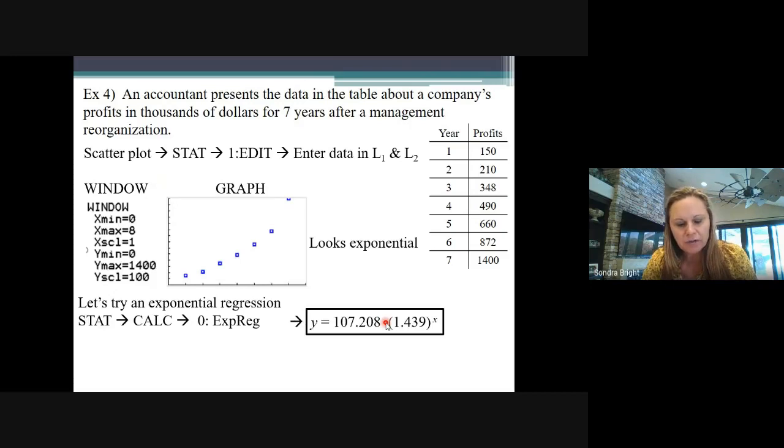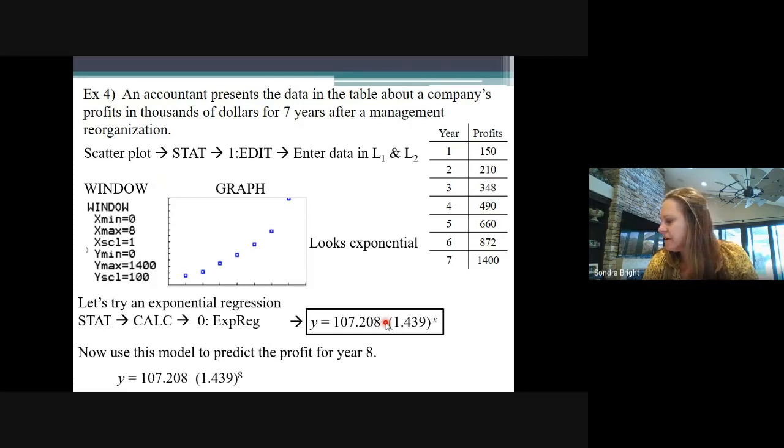Wonderful. What was our correlation? Our correlation was 0.996, so not bad. And then we're going to use this model to predict the profit for year 8. For year 8, I would just plug an 8 into this X. So 107.28 times 1.439 to the power of 8, which is 1971.1. But what is the profit? Remember, they told us in thousands of dollars, so it's not $1,900. It's 1,971,000 approximately.